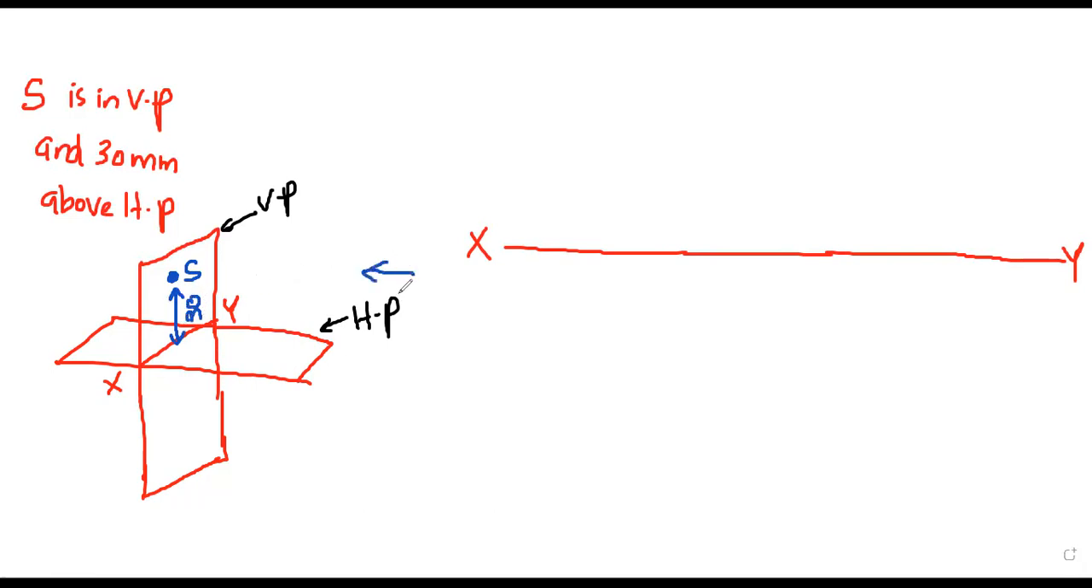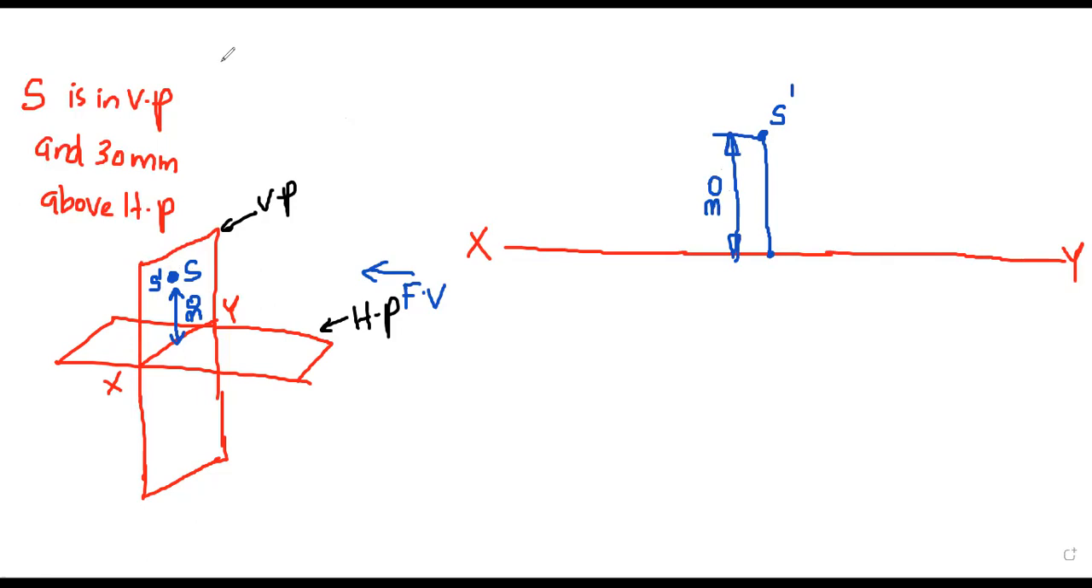Okay, so this is the front view. Front view will be this point itself. So mark S dash. So you have to draw a line and mark a point S dash such that this distance is 30 millimeter.